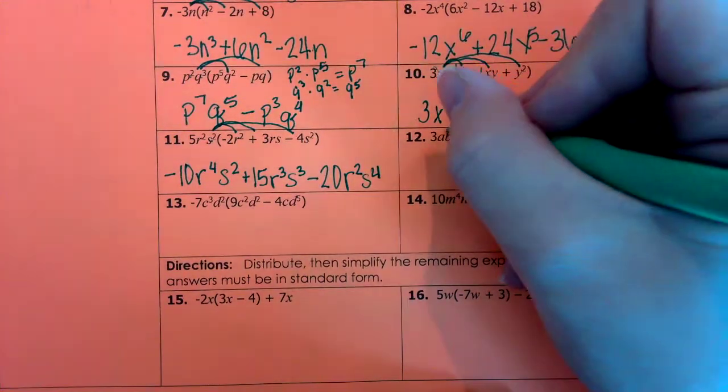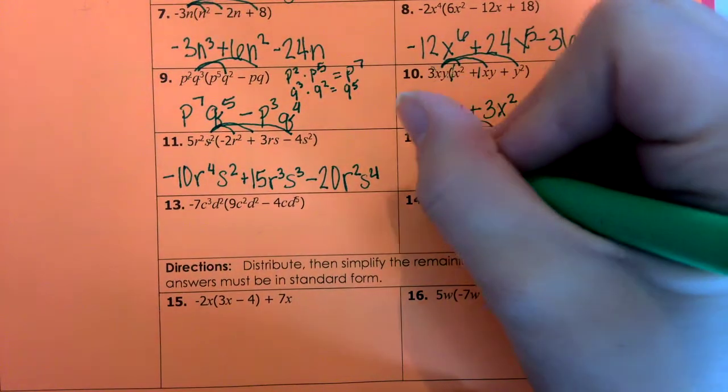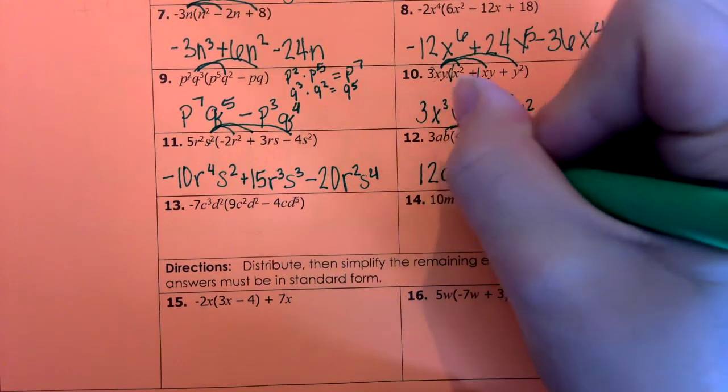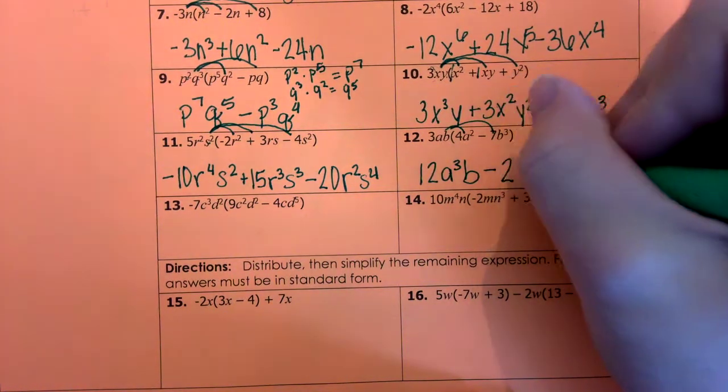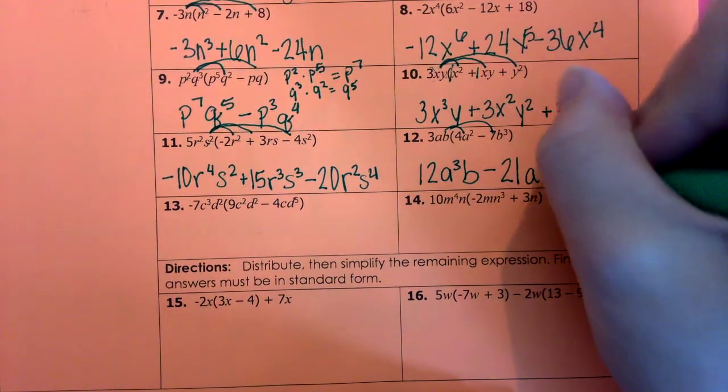So on number 12, when you distribute, you should have gotten 12a cubed b minus 21a b to the 4th.